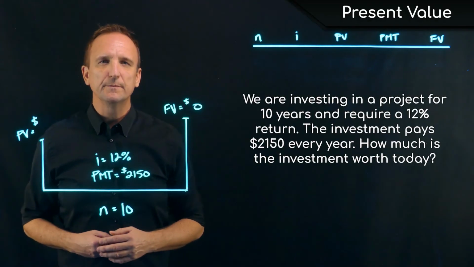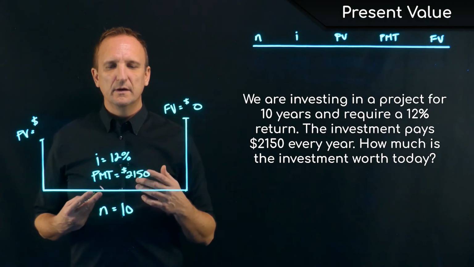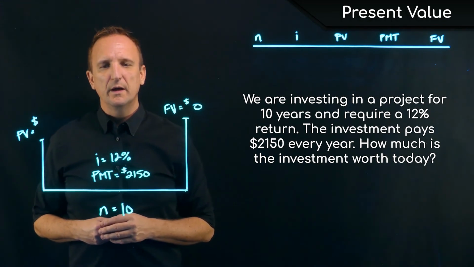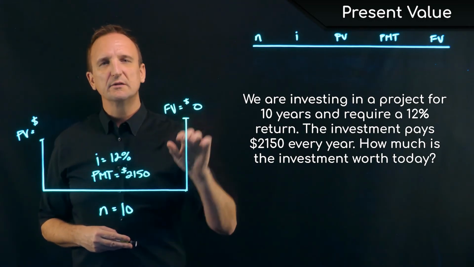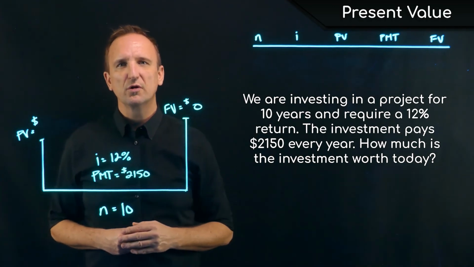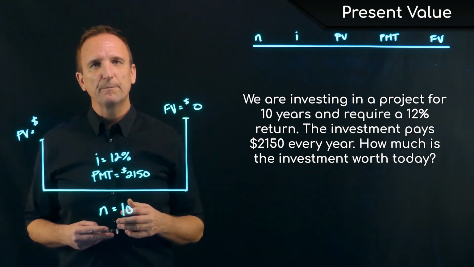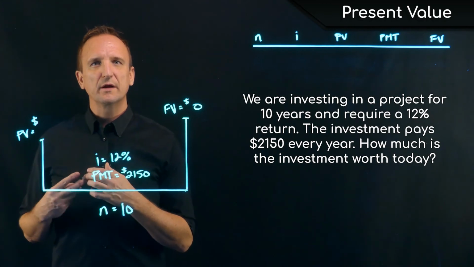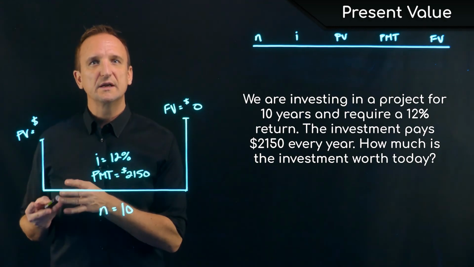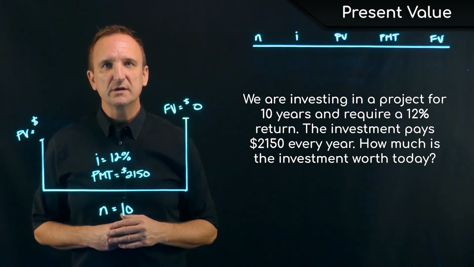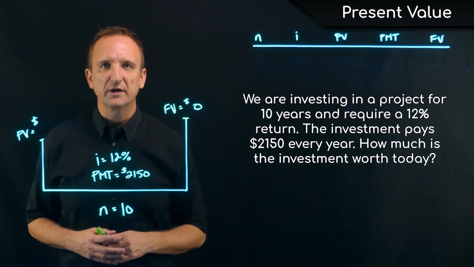In this present value example, let's imagine that we are investing in a project that is a 10-year investment, and we require a 12% return on our investment. But this particular investment, instead of paying us a lump sum at the end, is going to pay us $2,150 every year for the next 10 years. And as we've discussed before, present value is determining how much a future cash flow or future series of cash flows is worth in today's dollars based on an assumed discount rate or rate of return and an assumed period of time. So let's see how we would put this into our financial calculator.